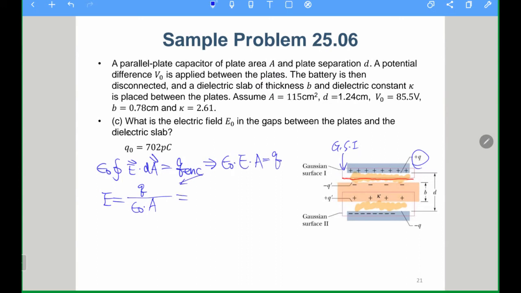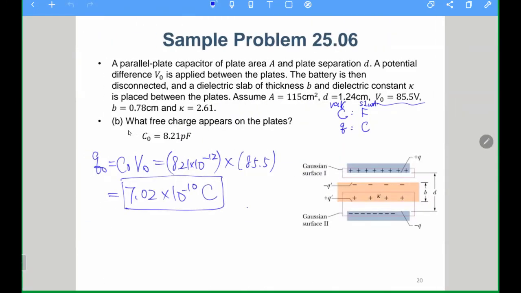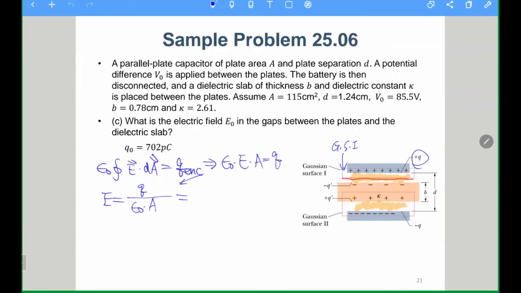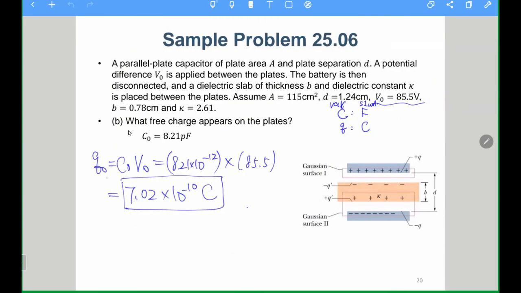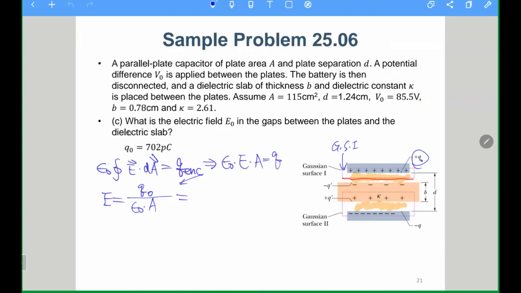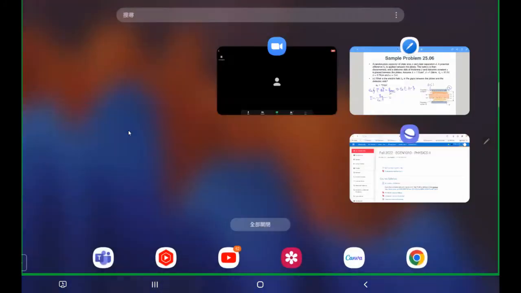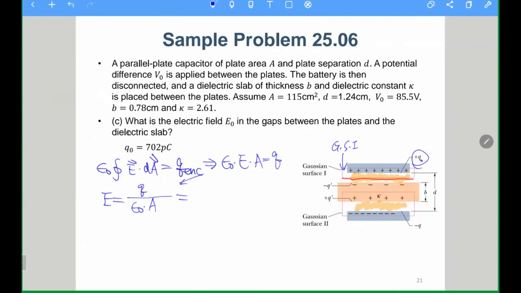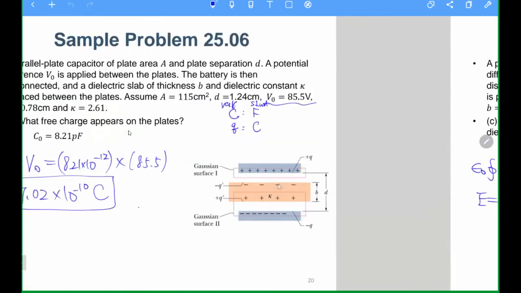So in this case, this Q is actually Q0. Or maybe I can just write this as Q. I just put Q here, so we will not introduce too many variables. So this Q is Q.